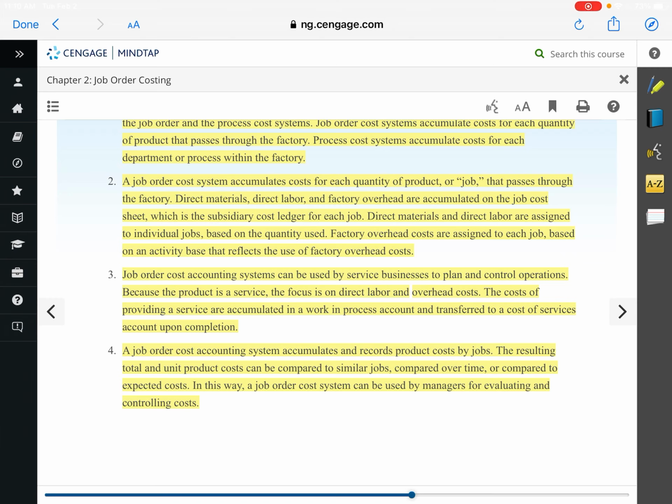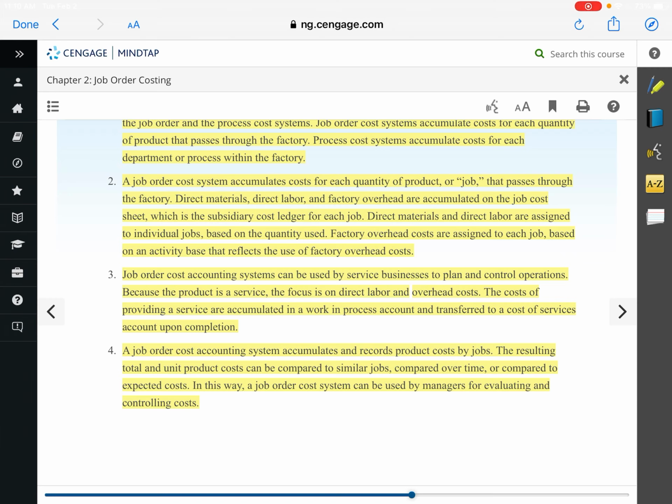And then a job order cost accounting system accumulates and records product cost by jobs. The resulting total and unit product cost can be compared over time or compared by expected cost. In this way, a job order cost system can be used to evaluate and control cost. So let's go back to the guitar example.